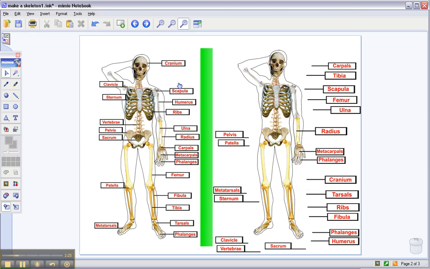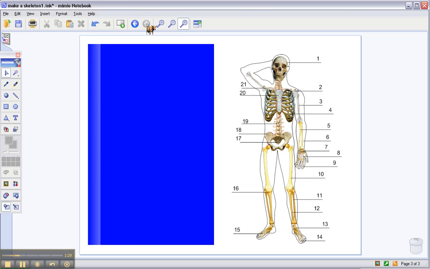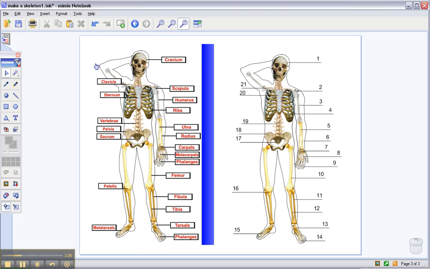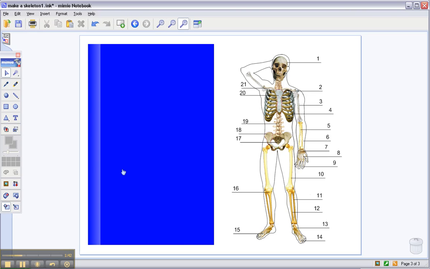Third page on this one, I've turned it into a little test where they'll have to write down perhaps on a piece of paper what each of these bones are, and again the answers. So a bit of a learning exercise.